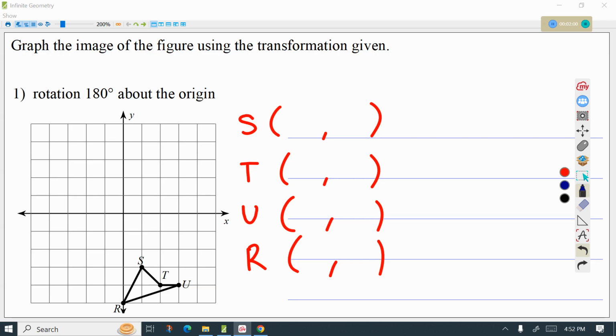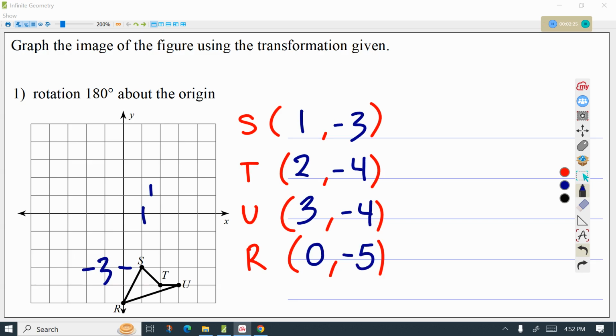Okay, we're going to put the coordinates of each point. So the coordinate of S, all right, we've got 1 and negative 3. All right, for T, I have to go right 2 and down 4. So that's 2, negative 4. For U, I have to go right 3 and down 4. So that's 3, also a negative 4. And then for R, I have to go right 0, because it's right on the y-axis. So that's the x coordinate 0, but the y coordinate is negative 5 because it's down 5.